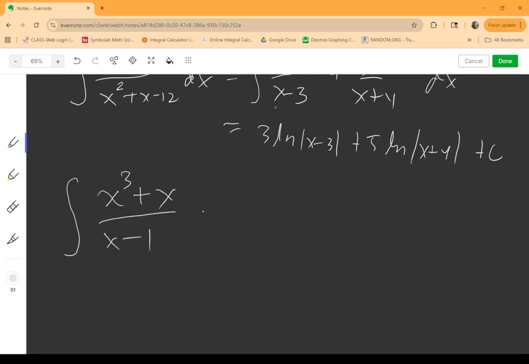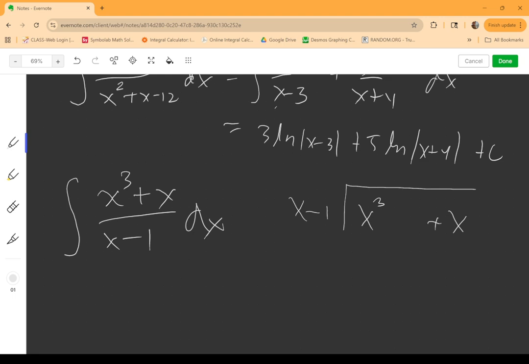In order for me to use this method of partial fractions, I first need the degree in the top to be less than the degree in the bottom. The way we're going to do that is by long division. The first step would be to have x cubed, leave a place for x squared, and then x, and then here we get x minus 1. This is the setup here.